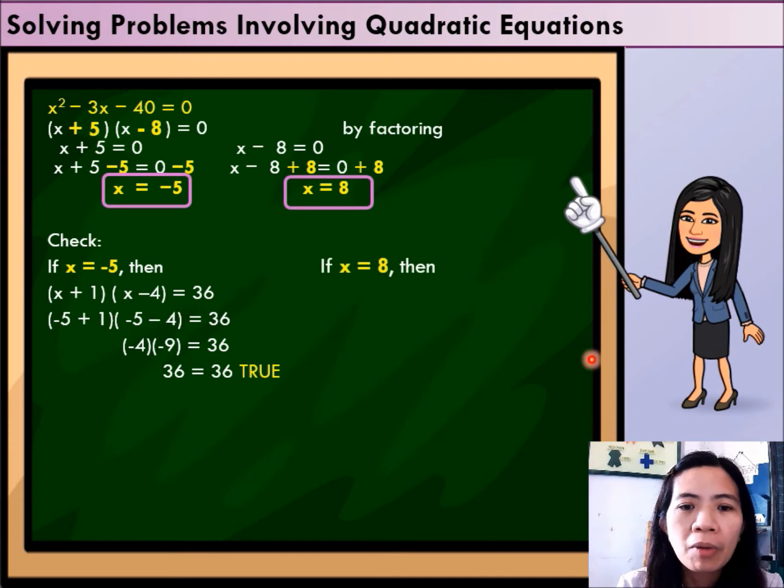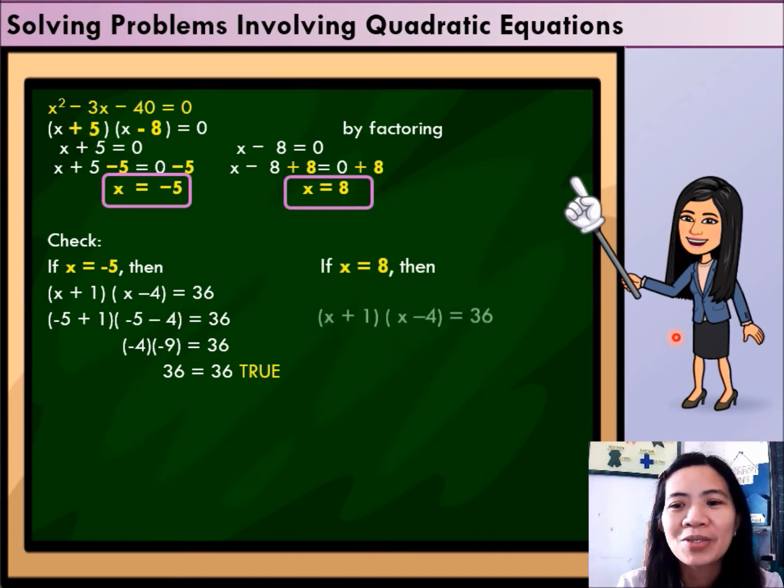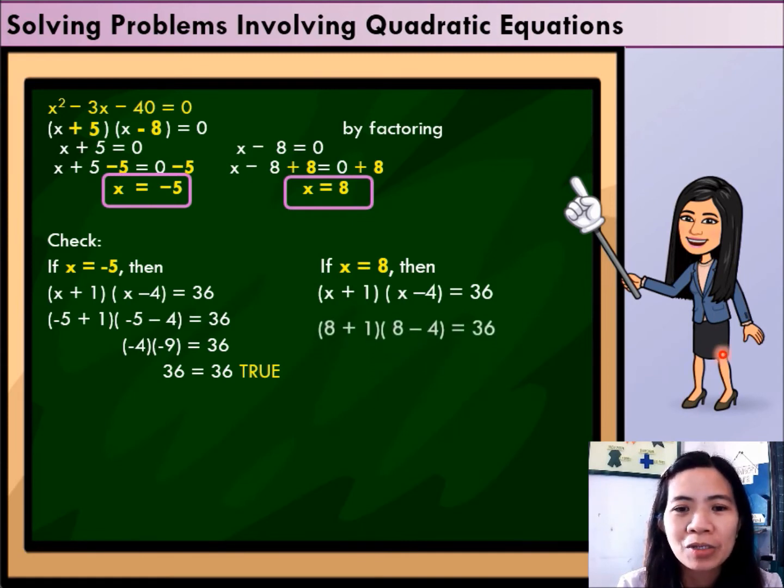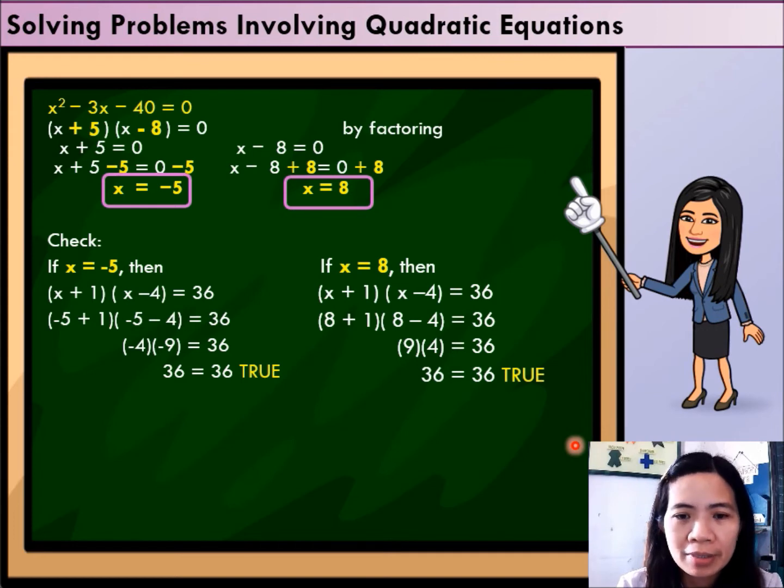How about if our x is positive 8? So we are going to substitute again positive 8 into our equation. Then simplify. 8 plus 1 will be 9. Then 8 minus 4 is positive 4. Multiply 9 times 4, it will be positive 36. Okay, so if they are equal, it means it is true.